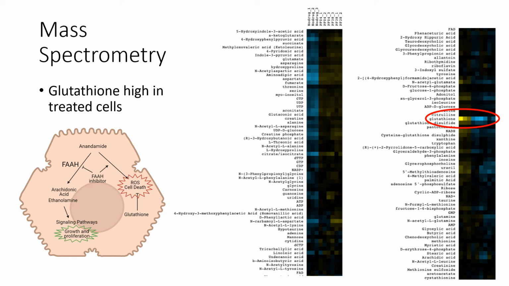The most significant result of this analysis is circled in red, and that is that glutathione levels in treated cells were 59% greater than in control cells. We hypothesized that this is an adaptive response by the cells to compensate for oxidative stress produced by anandamide buildup in the cells due to the inhibition of fatty acid amide hydrolase.